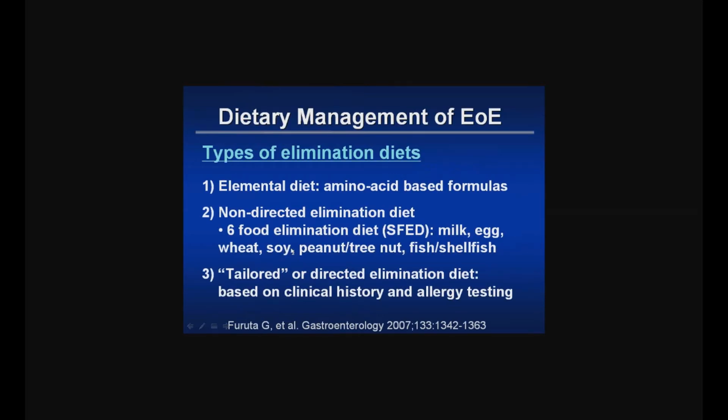So what are the types of elimination diets that are used? Well, we use elemental diets, and what that means is that the food is broken down into its smallest parts. So if we take proteins, proteins are made up of strings of amino acids. And there are no proteins in elemental diets. They're individual amino acids that are in the solution. And there are simple carbohydrates in the solution as well.